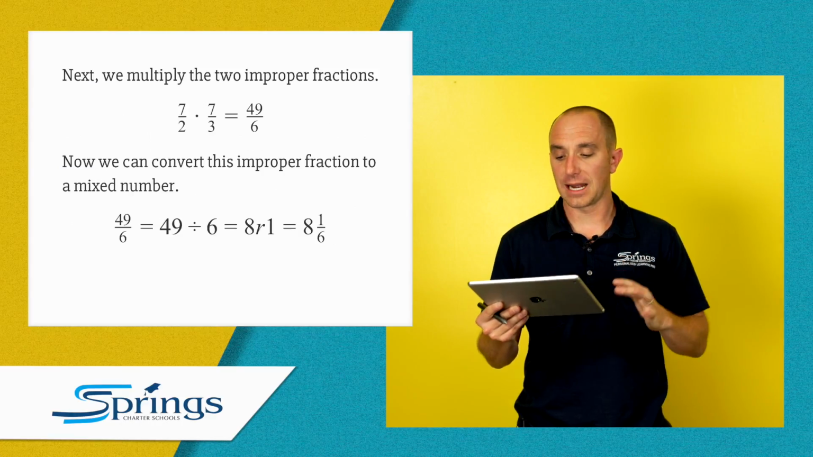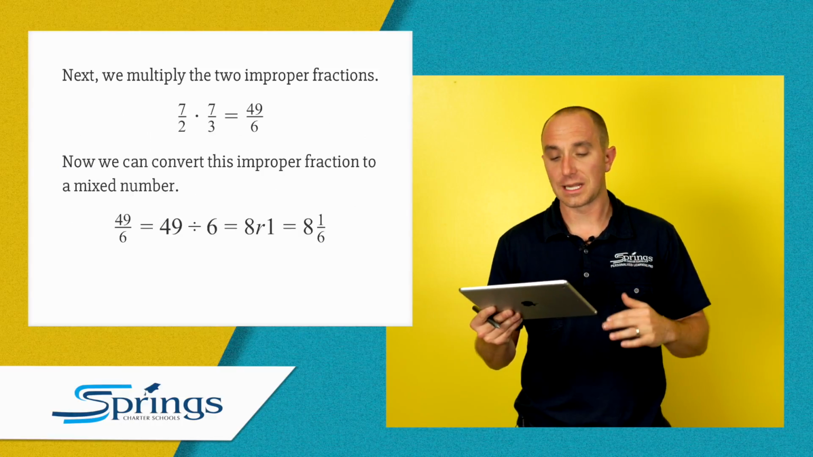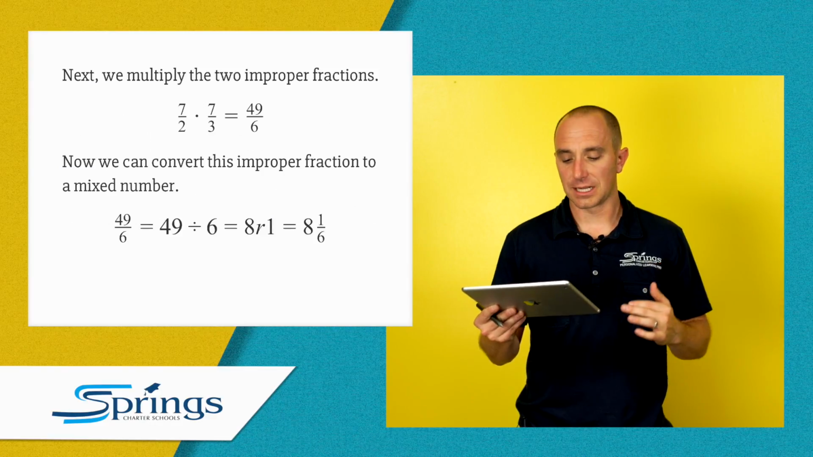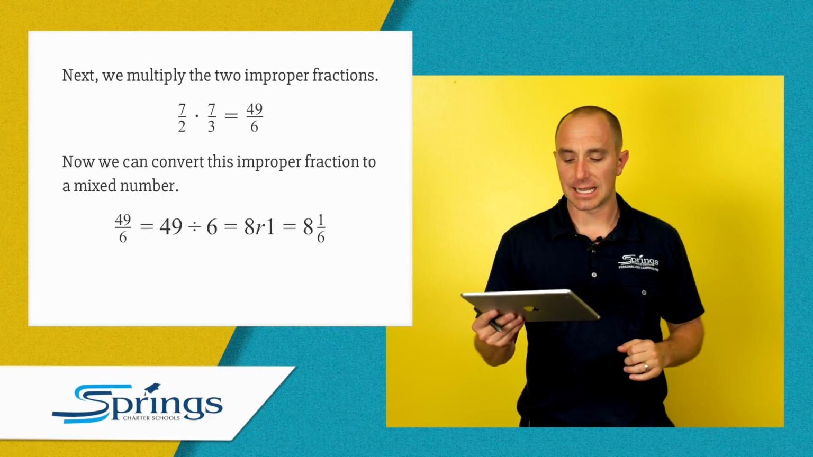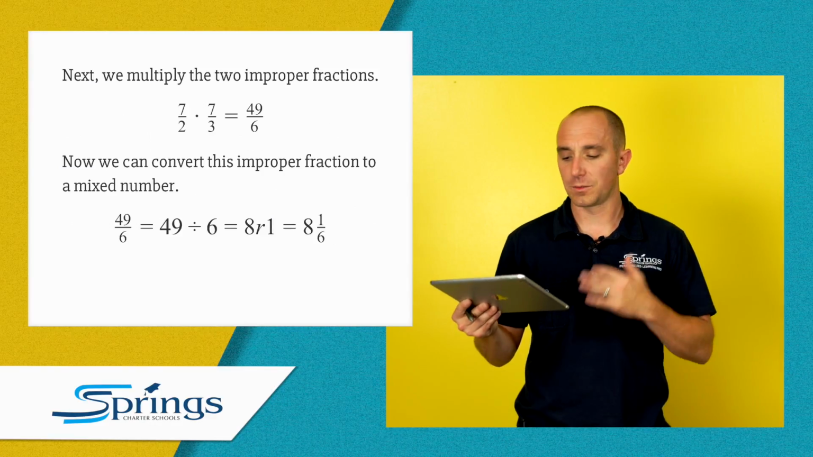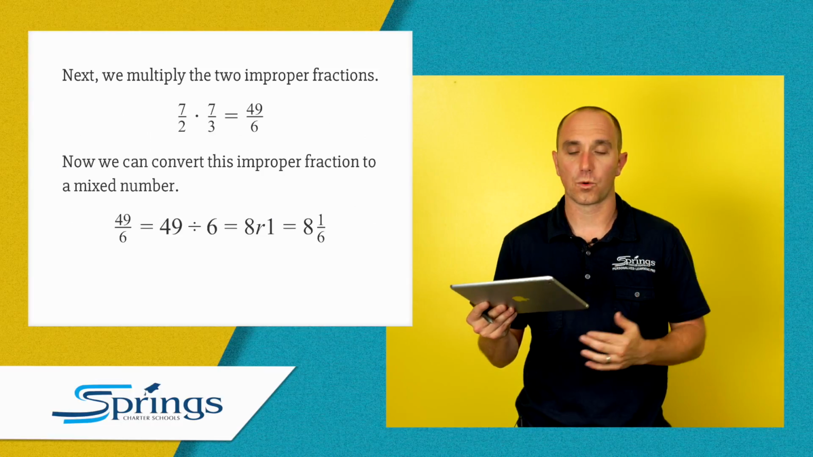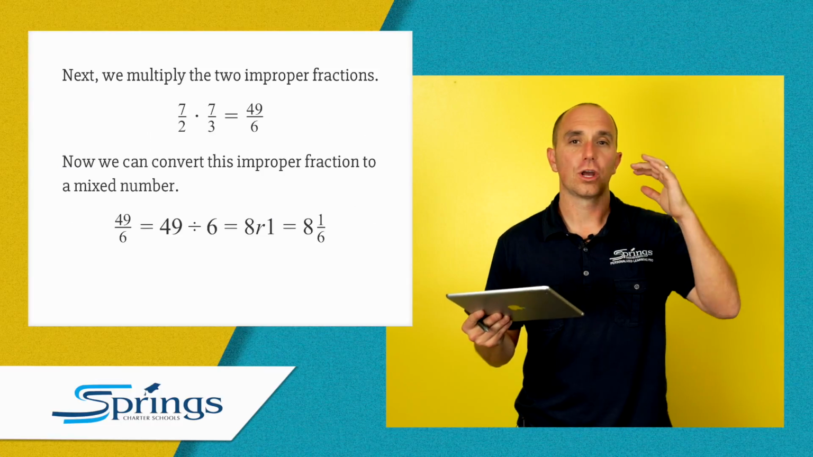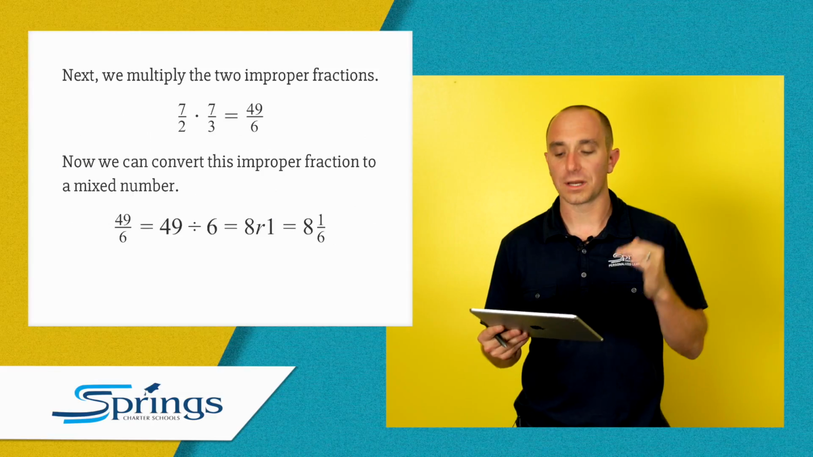Now we're going to convert back to a mixed number. So we take 49 over 6. We take 49 and we divide 6 out. We get 8 with 1 left over. Because 6 times 8 is 48, we have 1 more. So then we have 8 wholes and then 1 over 6. So we have 8 and 1/6.